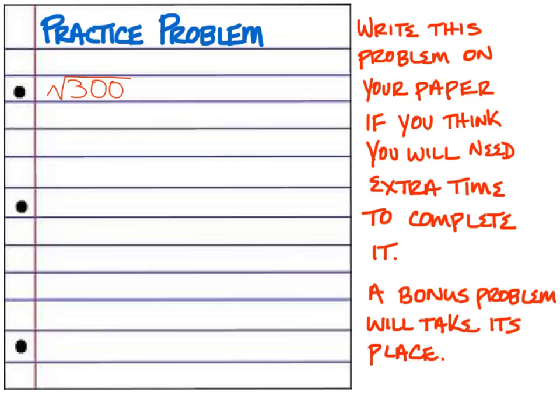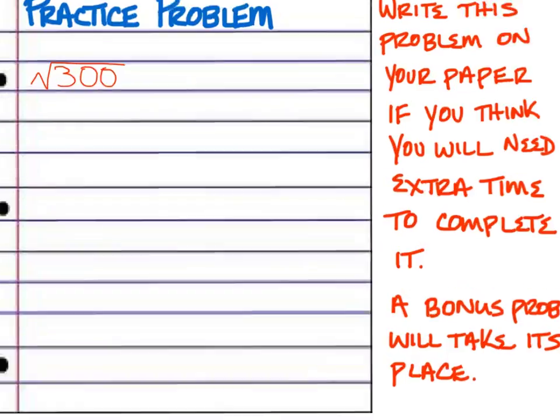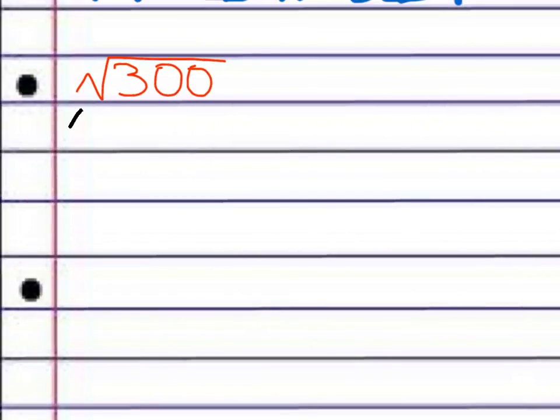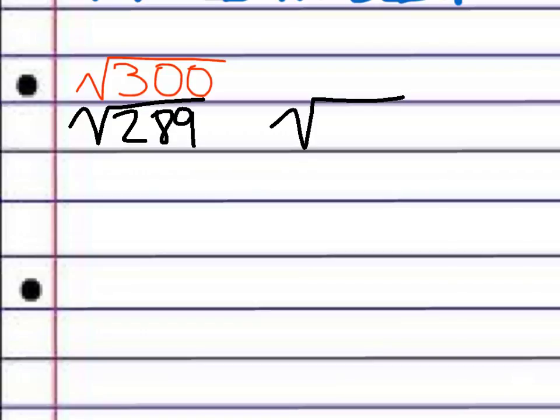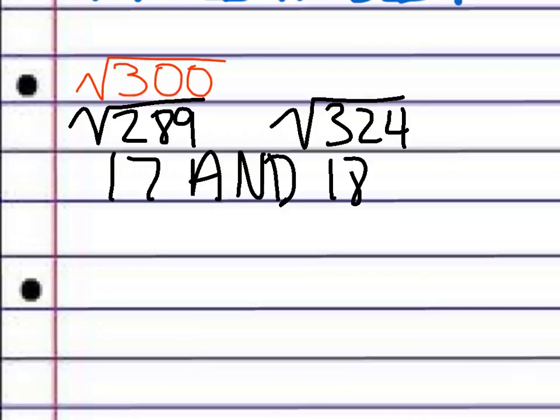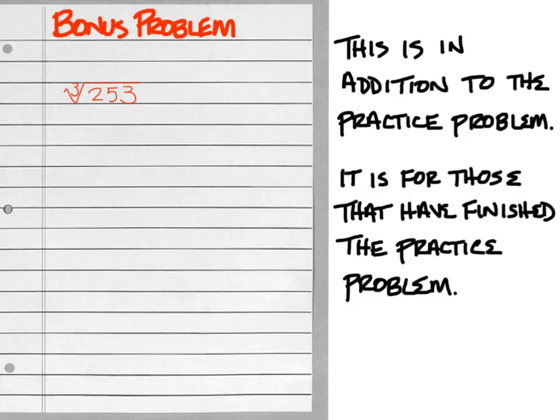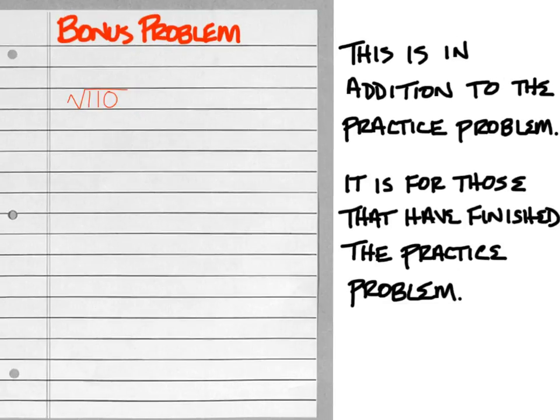Okay, practice problem number 1. That is going to be between the square root of 289 and the square root of 324. So your answer should be 17 and 18. Answer for this one should be 6 and 7. Bonus number 2. Okay, answer for this one was 10 and 11.